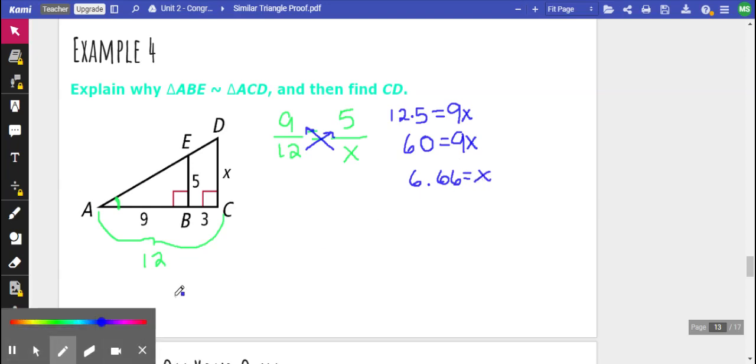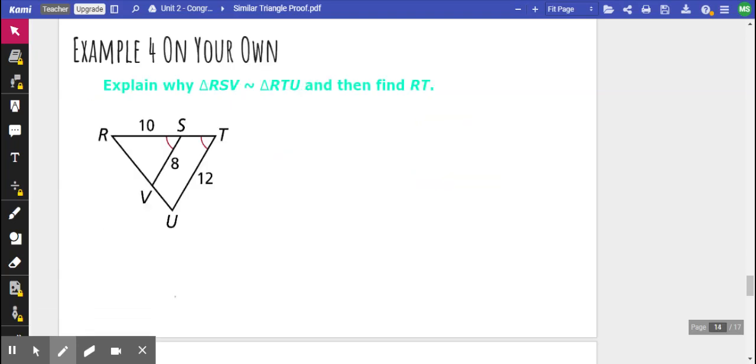Now let's move to our next example. In this case, we have a similar problem to the one before. So please try to find the answer to the length of RT, which would be this side length highlighted in blue.